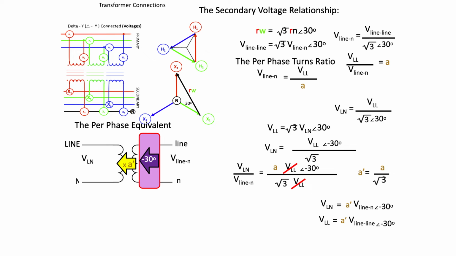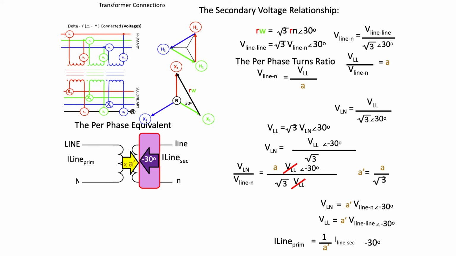Now we know, and we've already talked about this before, that if the turns ratio of the transformer is one thing involving the voltage, it's the inverse if we're looking at the currents. So in this case, the primary line current is given by 1 over A primed times the secondary line current minus 30 degrees.